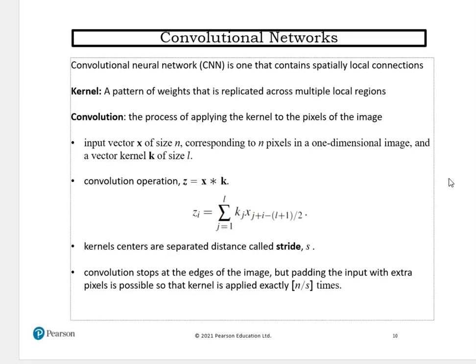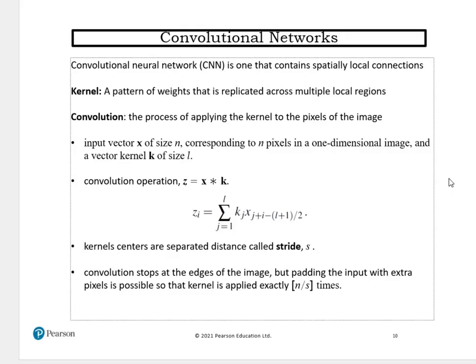So that's the idea behind the convolutional neural network. It is a network that contains spatially local connections. A pattern of weights that is replicated across multiple local regions is called a kernel. And the process of applying the kernel to the pixels of the image is called convolution. These are terms that you will only see with convolutional neural networks, which were designed specifically for image recognition and computer vision.